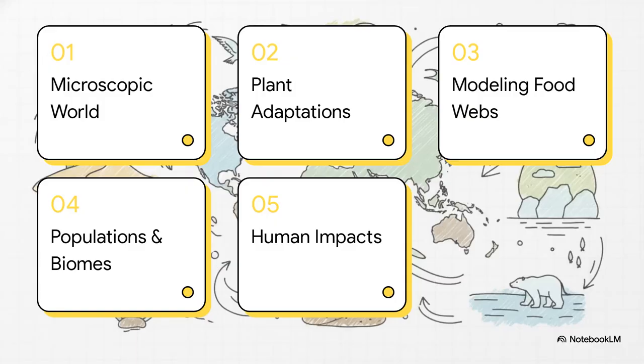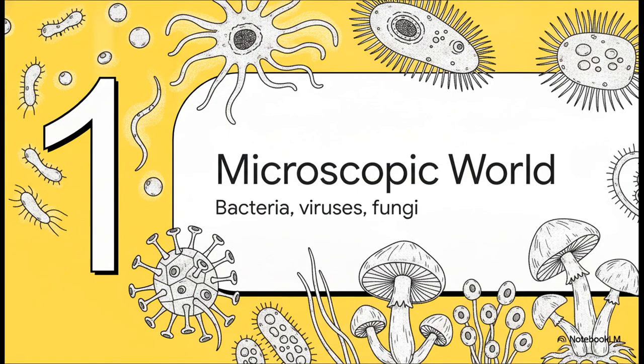Okay, let's dive into this. Here is our roadmap. 1. The microscopic world. 2. Plant survival and adaptations. 3. Modeling the food web. 4. Populations and biomes. And finally, 5. Human impact on ecosystems. Starting right off with Section 1, the microscopic world.